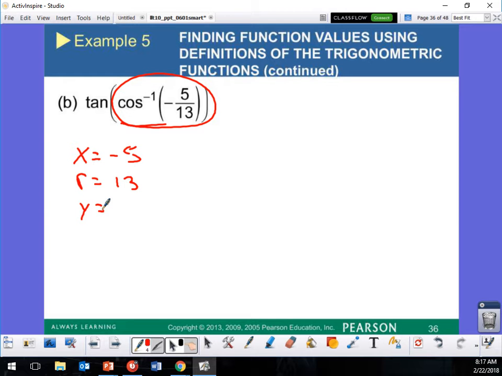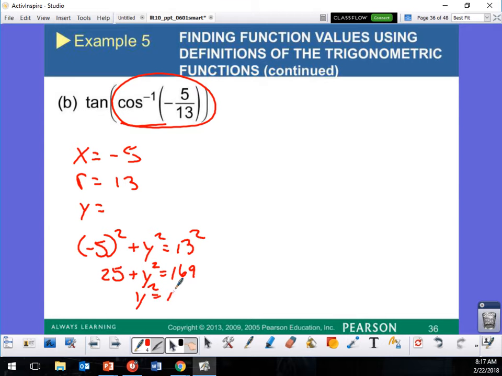Given this, using the Pythagorean theorem, -5 squared plus y squared equals 13 squared, which gives me 25 plus y squared equals 169. So y squared is 144, and y equals plus or minus 12. Okay, that's going to be important.